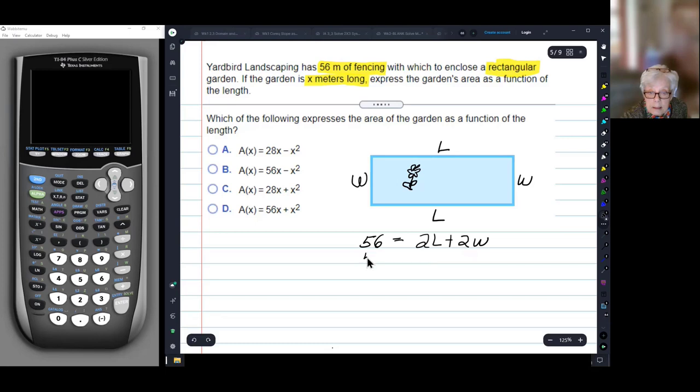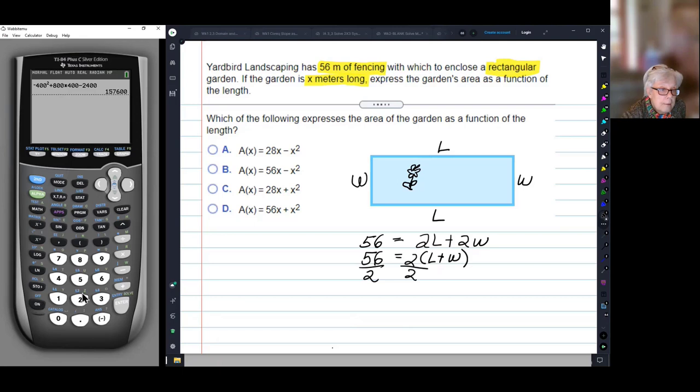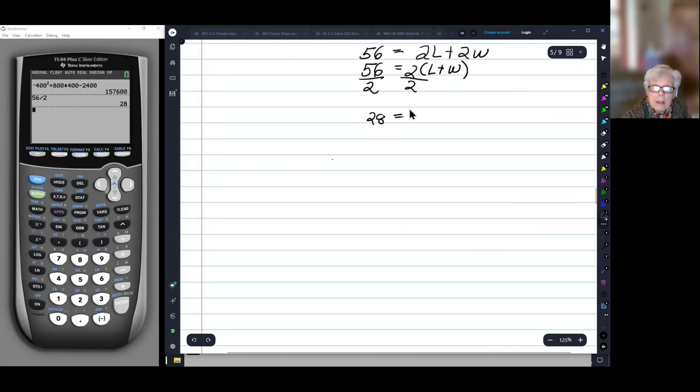56 equals 2 times L plus W. Divide both sides by 2. Now, 56 divided by 2 is 28. Okay, so 28 equals, scroll up, L plus W.